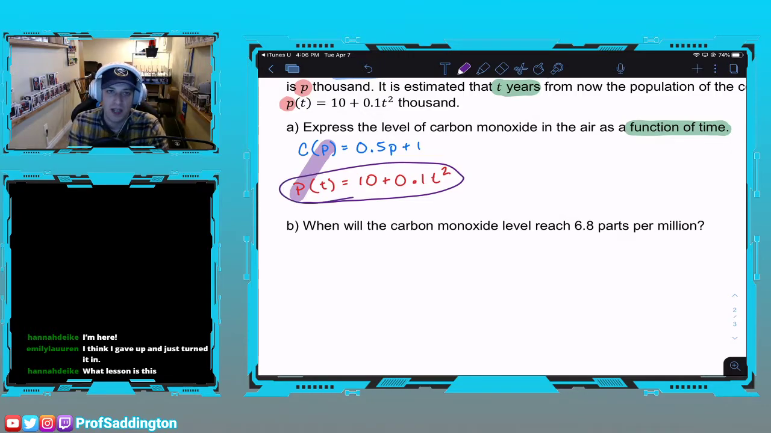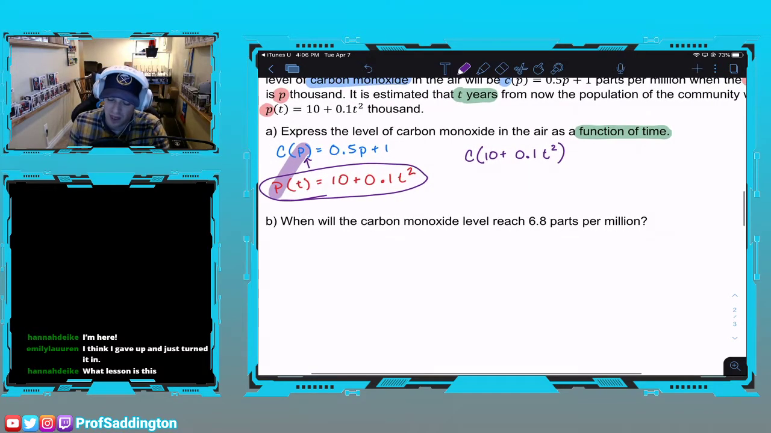So I'm just going to take that and plug it right in. And if we plug it in, we have our answer, and then we're done. So if I substitute it in, I'm going to have C of 10 plus 0.1t squared. And if I'm plugging it in for that P, I have to plug it in for the other P as well. So 0.5 times 10 plus 0.1t squared plus 1.